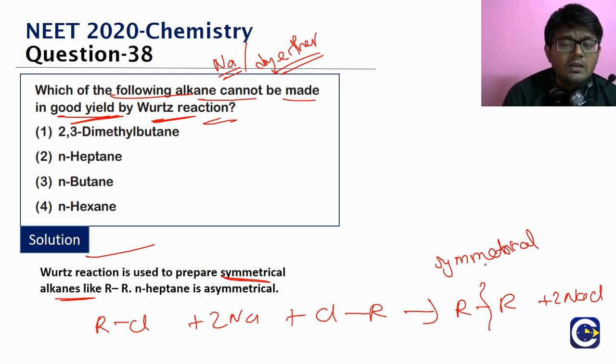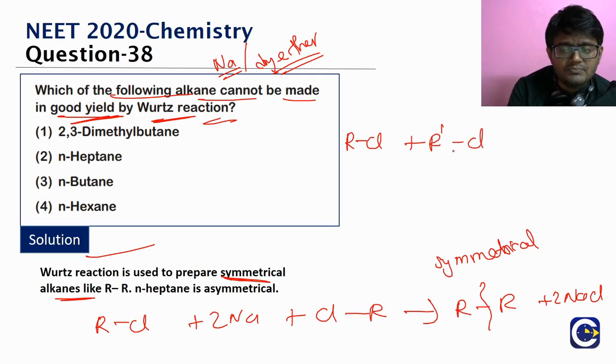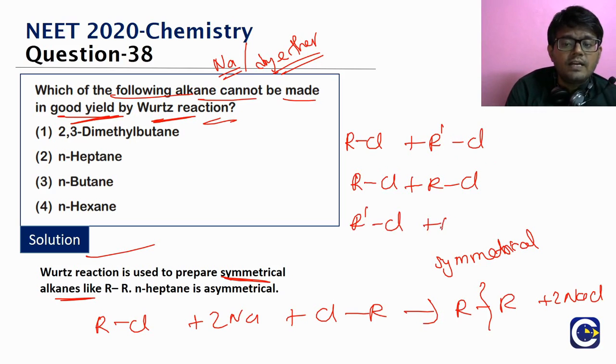We also have the mixed Wurtz reaction, which involves two different types of alkyl halides. When we have two different types of alkyl halides in the mixed Wurtz reaction, a variety of products can be formed, because we can see what is going to happen with two different alkyl halides.